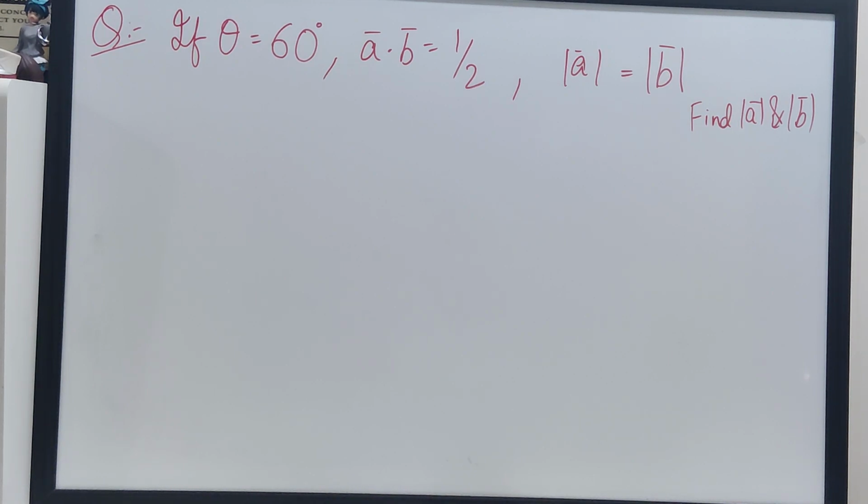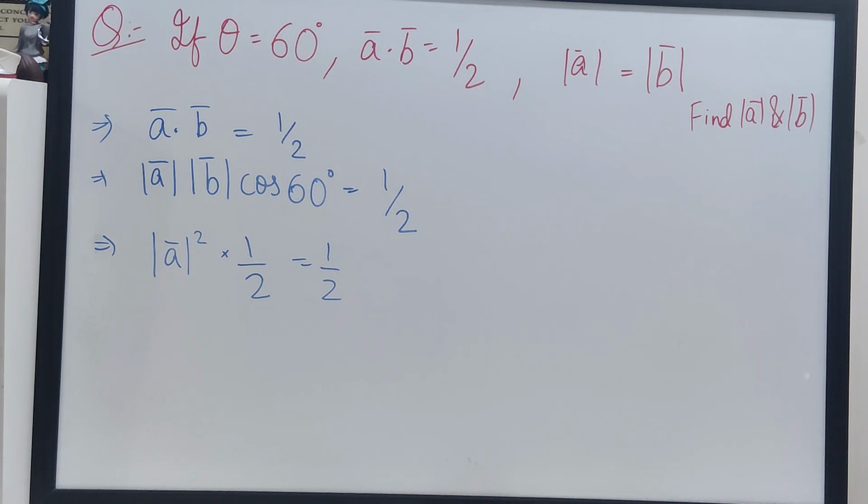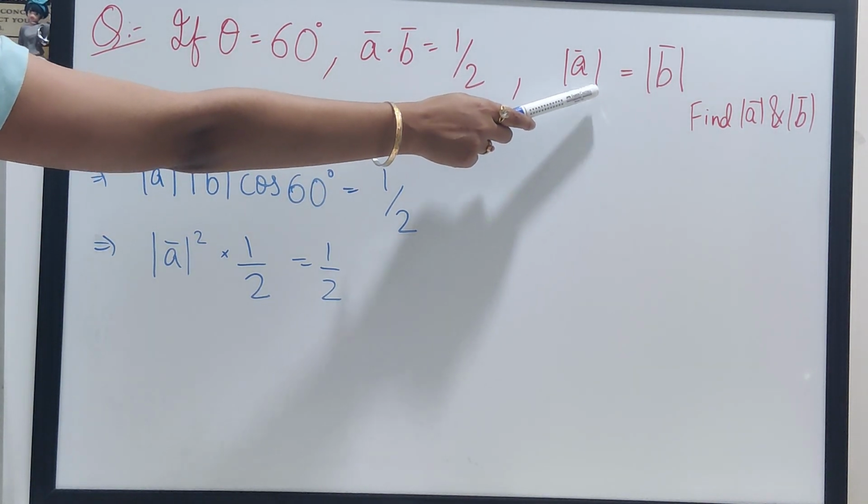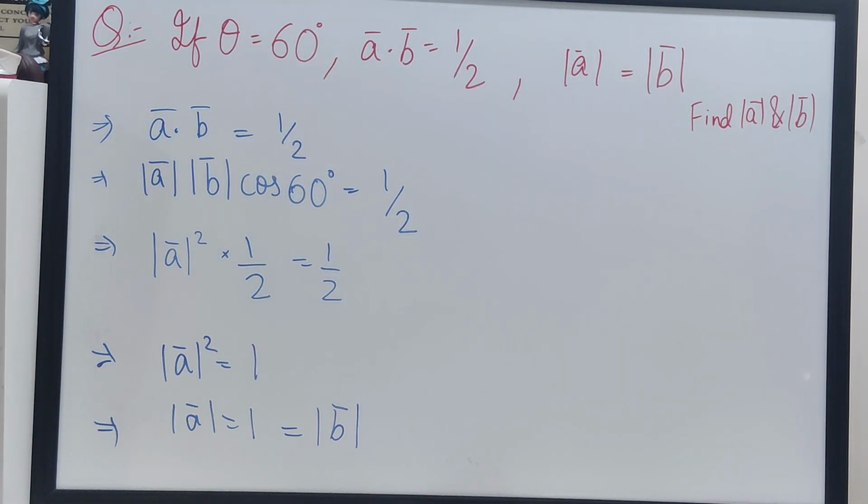Next question, the angle is given as 60 degree. A dot B is half and it is given that magnitude of A and B are equal. So let's put the values in the equation A dot B and we get A and B as 1.